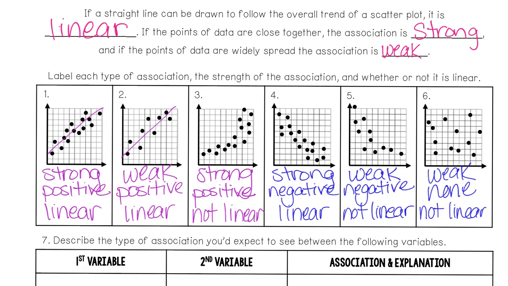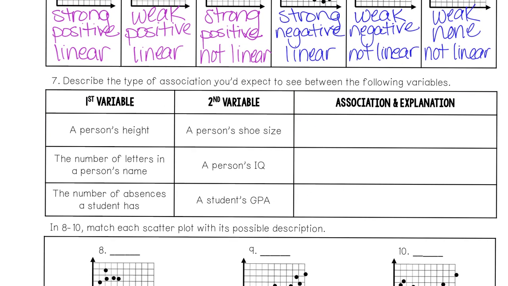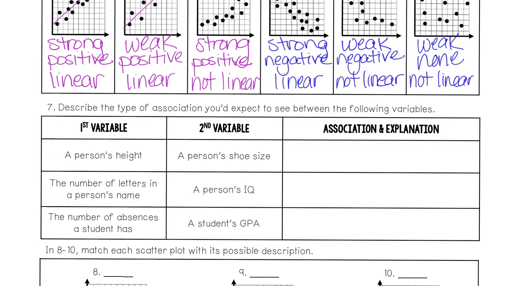So this is from graphs. We're able to identify all of those things. Now let's look at some situations where we have some real world stuff and we're going to decide the type of association. I'm not going to worry about the explanation piece. We're just going to describe it. So we're talking about a person's height and their shoe size. So they're getting taller. What about their shoe size? Is it getting smaller? Is it staying the same? Is it also growing? Yes. So what would we call that? Positive. Yes.